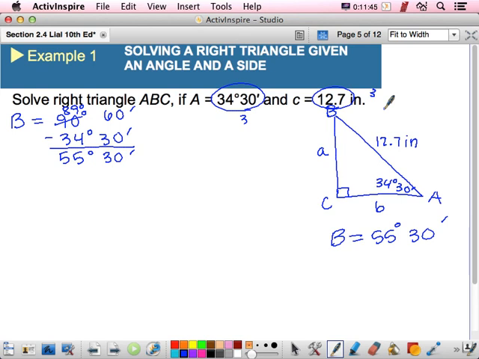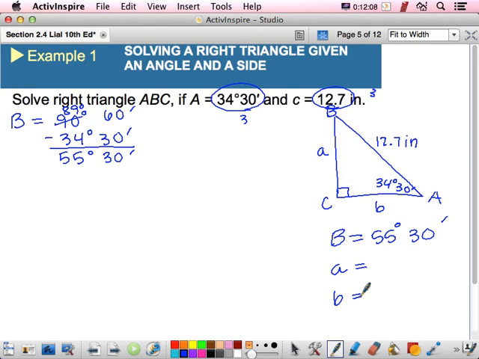What are the other two things I'm missing? Little a and little b. Okay. Can I use the Pythagorean theorem to find one of them right now? No. Why not? Because you only have one. To use the Pythagorean theorem, you have to know how many sides? 2, right. So we're going to have to use SOHCAHTOA here.